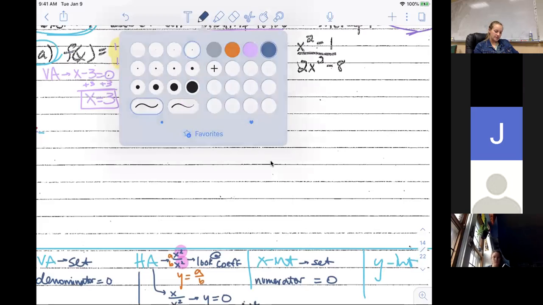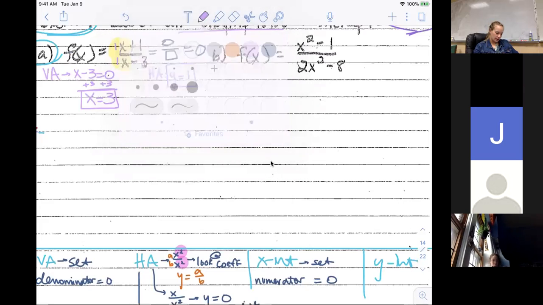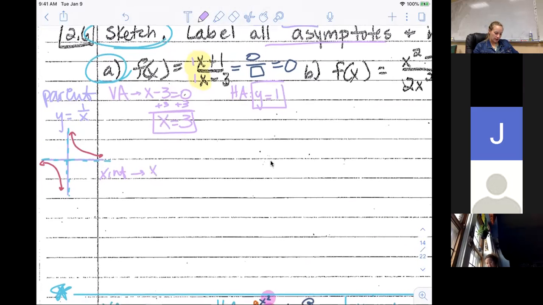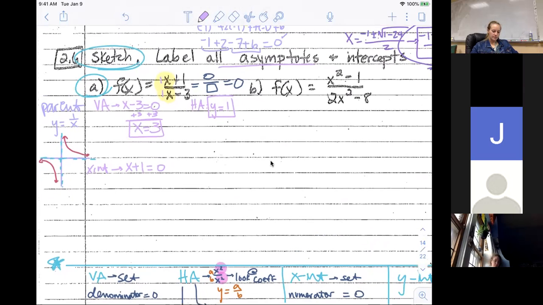So to find my x-intercept, I'm going to set my numerator, which is x plus 1, equal to 0. Minus 1 from both sides, I get x equals -1.